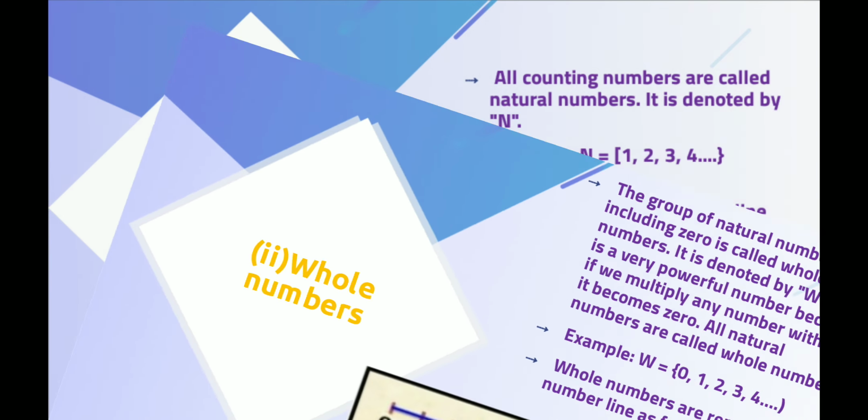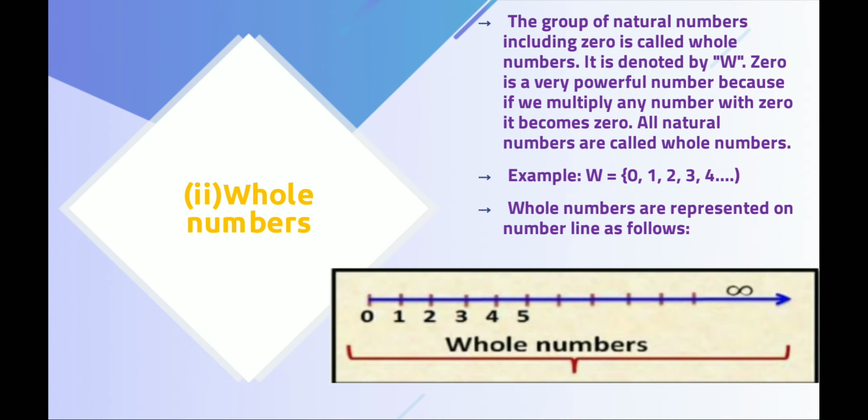Now the next type of numbers is whole numbers. The group of natural numbers including 0 is called whole numbers. Natural numbers means 1, 2, 3, 4, 5, till infinity. Whole numbers means if we add 0 before the 1, before the natural numbers, then that is called whole numbers. Whole numbers are denoted by the symbol W.